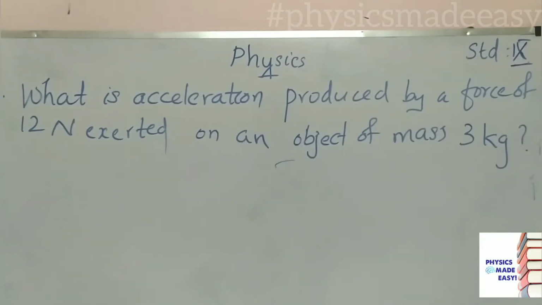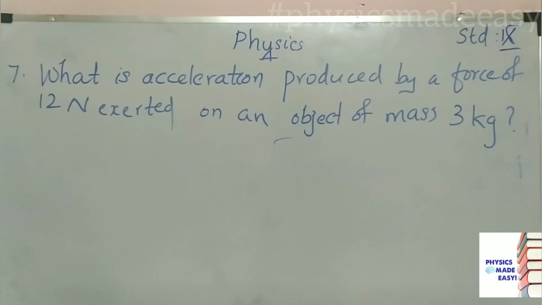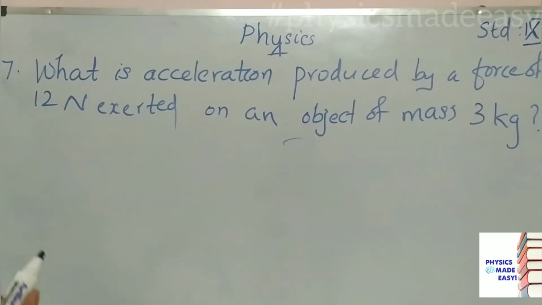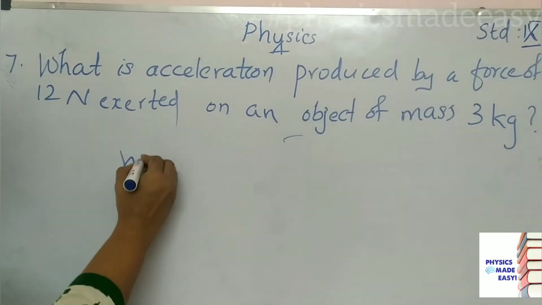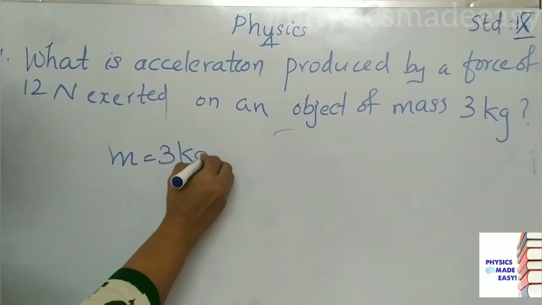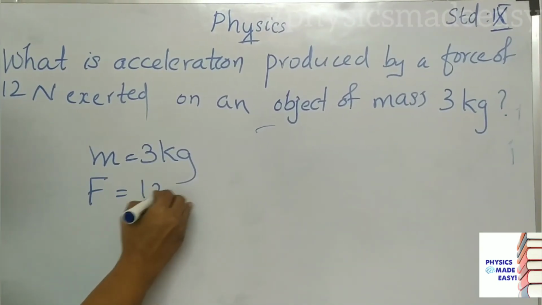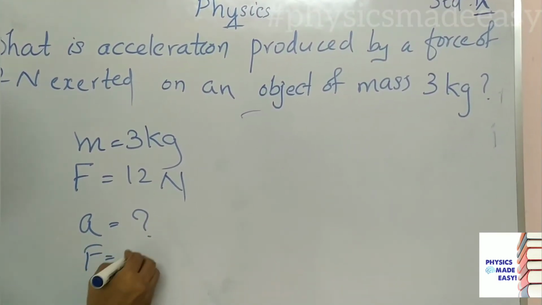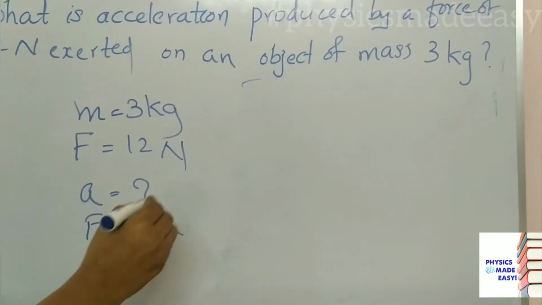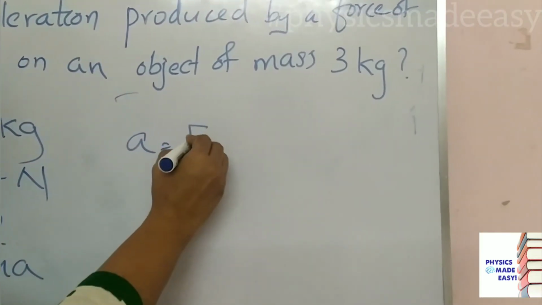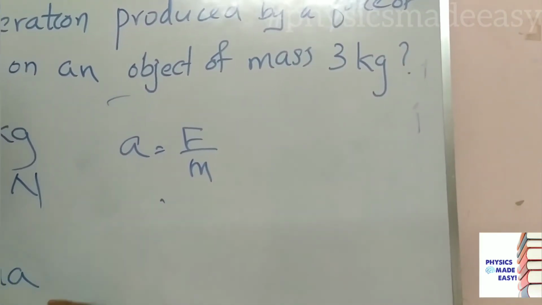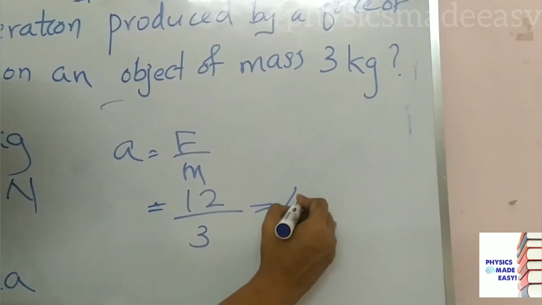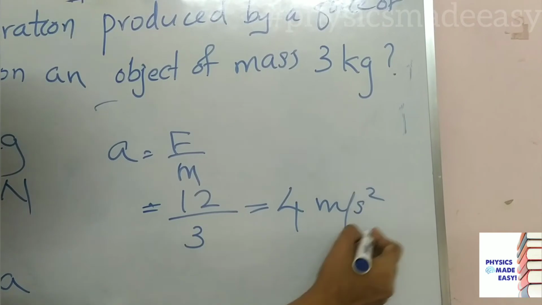What is acceleration produced by a force of 12 Newton exerted on an object of mass 3 kilogram? Very simple question. Here mass is 3 kilogram and the force is 12 Newton. We have to find the acceleration. F is equal to m into a. Acceleration is equal to F by m, is equal to 12 divided by 3, that is 4 meter per second square.